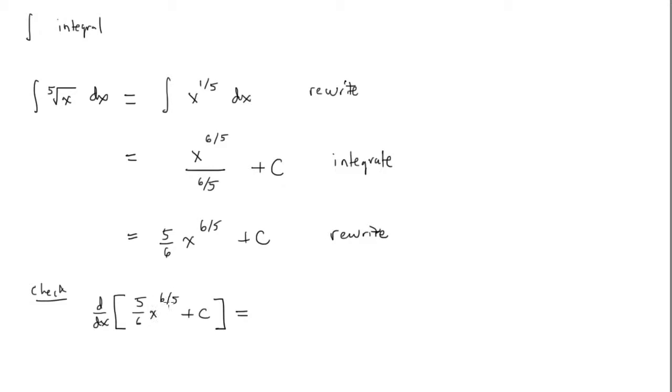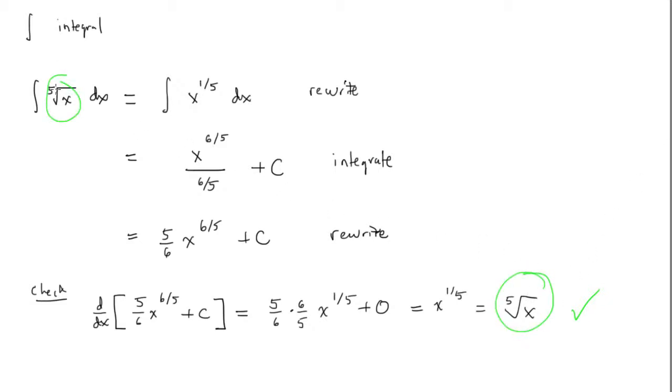So what is the derivative of x to a power? Well, the coefficient stays put, the power comes down, and I take 1 away from the power. And this constant, the derivative of it, is 0. And then we can simplify. We notice that the 5/6 and the 6/5 cancel. And so I just get x to the 1/5, which is the same as the fifth root of x. So this worked because I got the same function here that I started with.